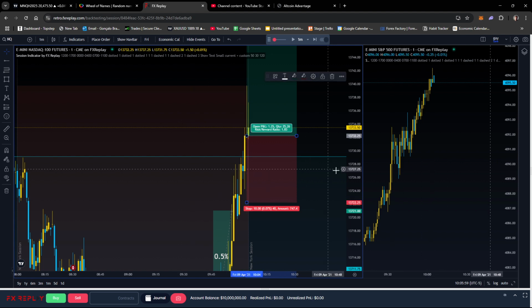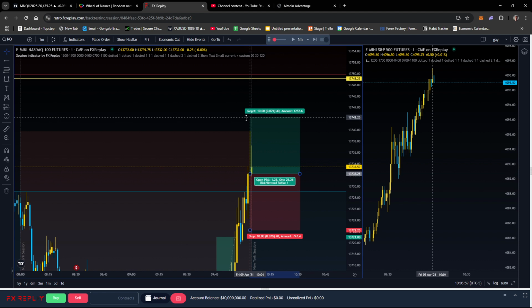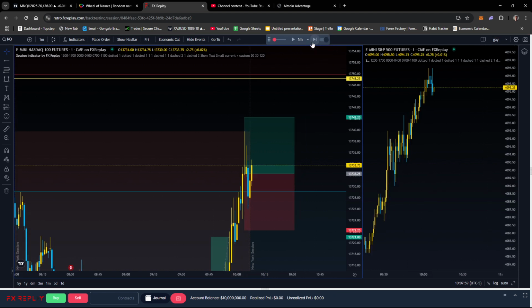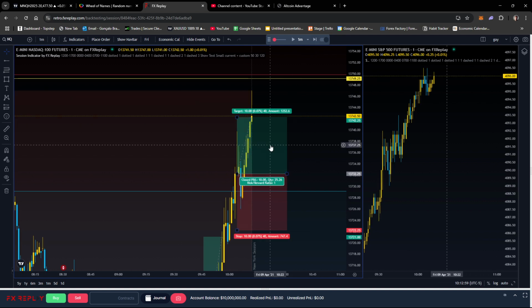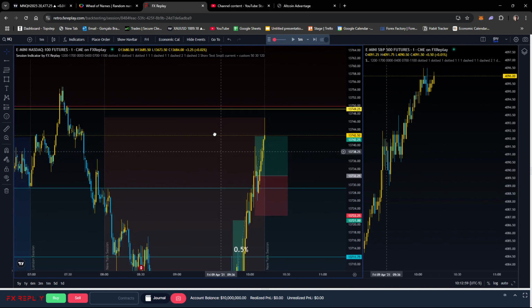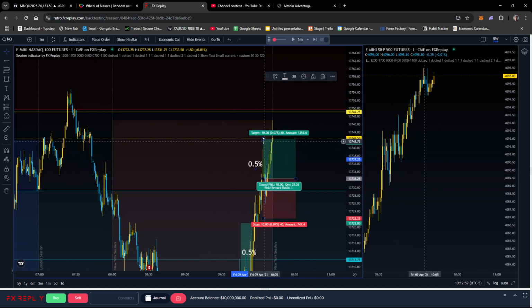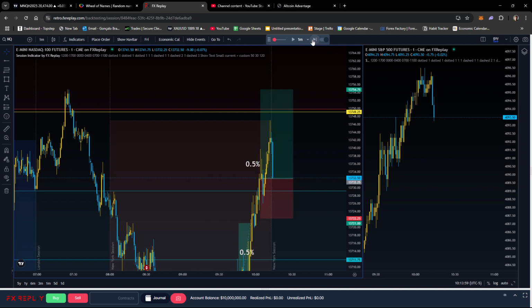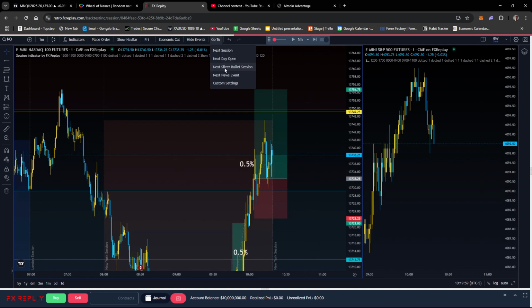So let's try. 10 points seems huge. Let's try it again. Okay, so we secured another 0.5 here. And that will be it for today. Equal highs, final target. Okay, so that's it today. We get an extra 1%.